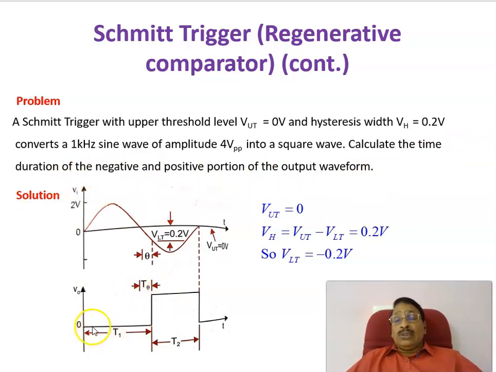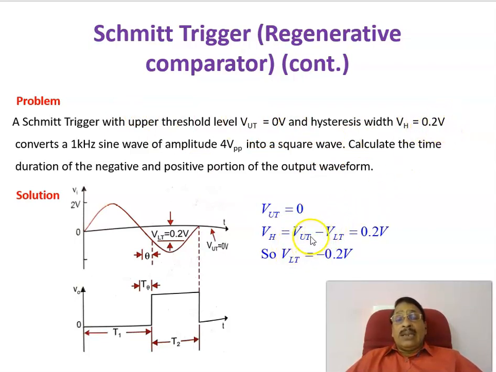Therefore, in a certain portion the output will be low, and when it is high, what are the durations T1 and T2? That is the question. Now coming to this problem, the upper threshold voltage is given as 0 volt and the hysteresis width is given as 0.2 volt.